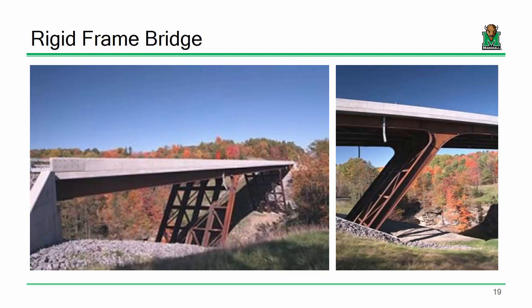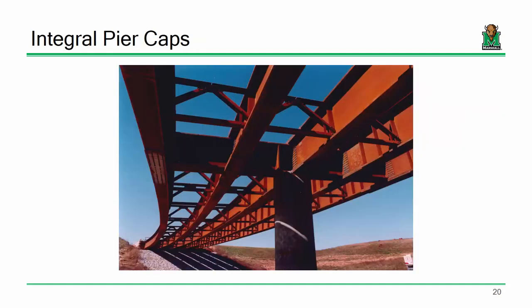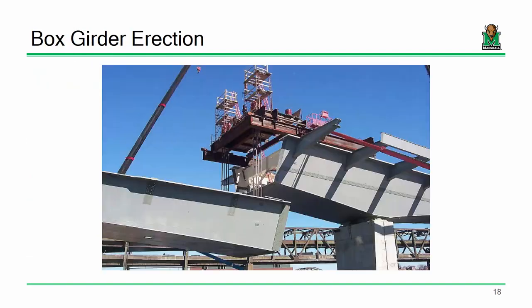I throw this in here just to show some other options. We have a few of these in the West Virginia area, but we can erect what I would call rigid frame bridges, where the portions of the substructure and the superstructure kind of meld together. Some other interesting aspects of that, I tend to think this is a pretty nifty application. This is what's called an integral pier cap.